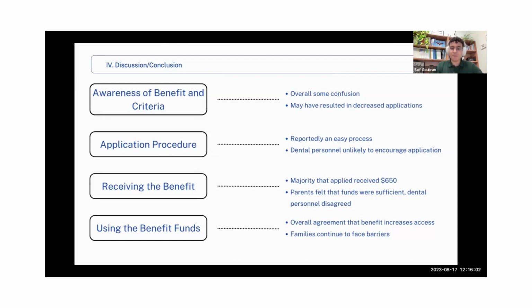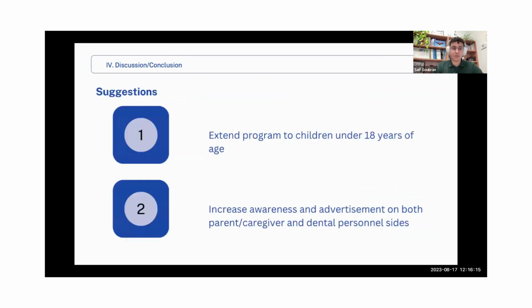And in terms of using the benefit, overall, it seems that both parents and caregivers and dental personnel agree that the benefit improves access to oral care. However, we see that families continue to face barriers unrelated to affordability as well. So in terms of suggestions, what we saw from the parents and caregivers was that they would like the program to be extended to children under 18 years of age. And based off of the results from the awareness section, we also see that both parents and caregivers and dental personnel would benefit from increased awareness and advertisement of the benefit.